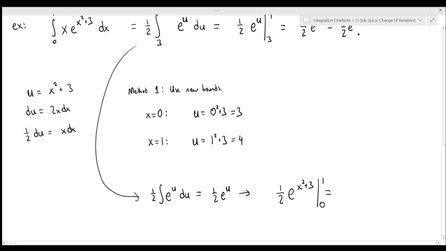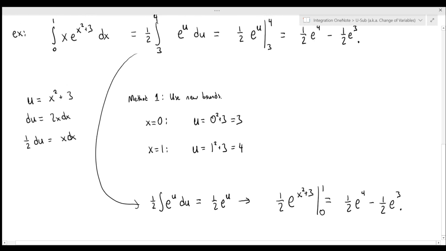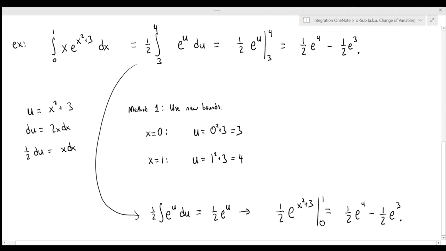So if we do that, plugging in 1 for x will give us 1/2 e to the 4th. And then you'll minus what you get when you plug in 0 for x. And plugging in 0 for x gives us e cubed. Okay. So as you see, it gives you the same answer either way, whether you solve for the new bounds in terms of u, or whether you switch back to x and then use the original bounds. Either way should be acceptable. So you can just pick the one that you prefer to use and go with that.